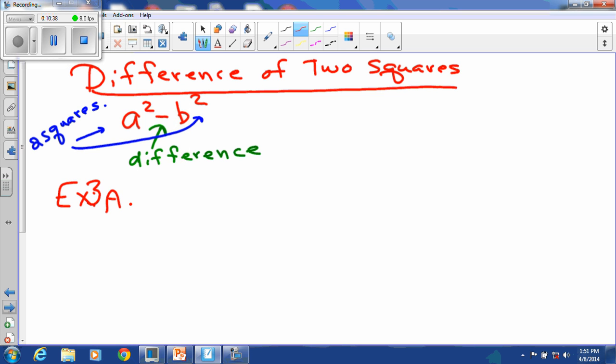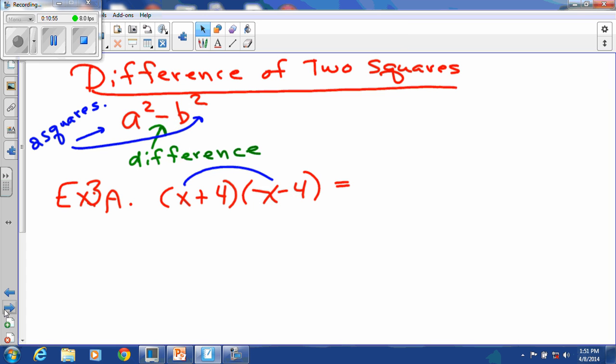Example 3, level A, let's say we're multiplying x plus 4 times x minus 4. Now we can use FOIL to get our answer, but let's look at the pattern. Using FOIL, we're going to multiply our first terms together. X times x is x squared.